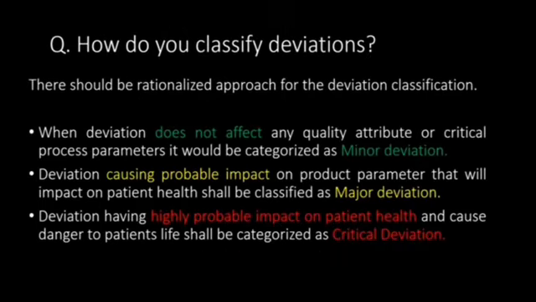How do you classify deviations? There should be a rationalized approach for deviation classification. When deviation does not affect any quality attribute or critical process parameters, it would be categorized as minor deviation. When deviation is causing probable impact on product parameters that will impact patient health, it shall be classified as major deviation. And in case of critical deviations, deviations having highly probable impact on patient health and cause danger to patient's life shall be categorized as critical deviations.